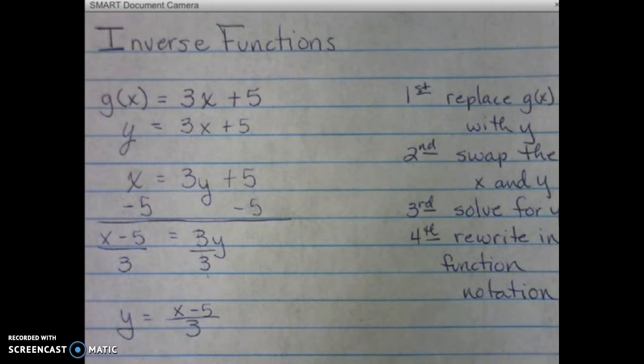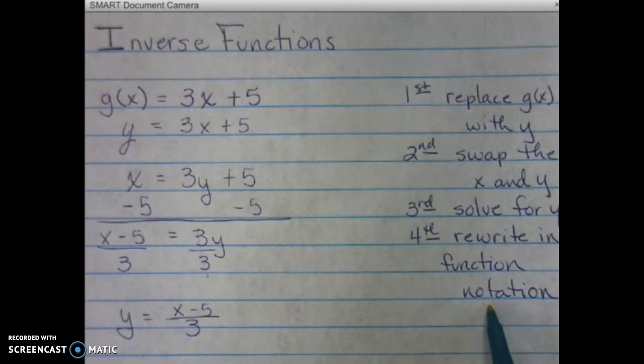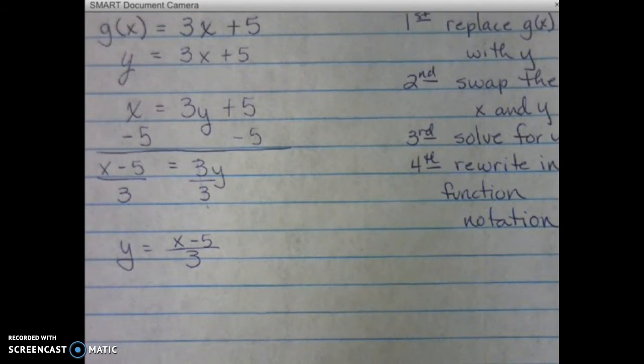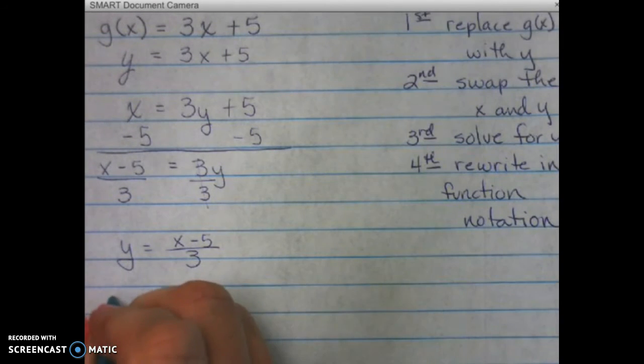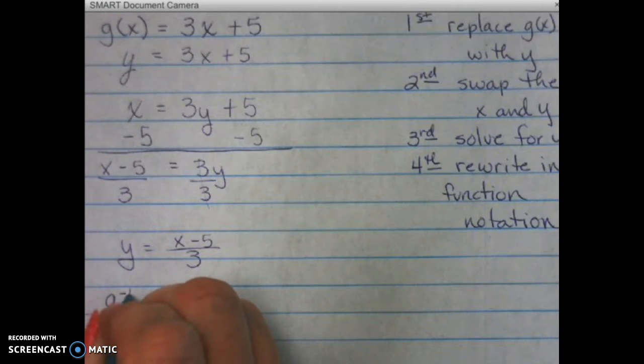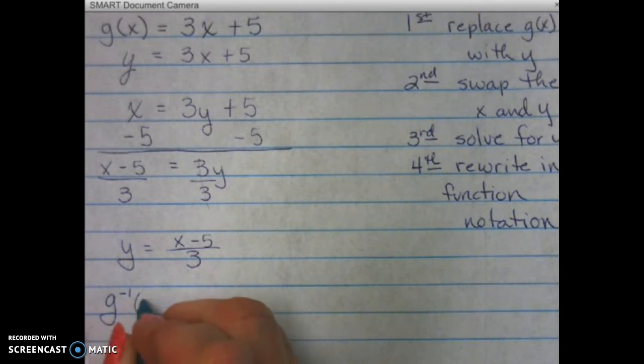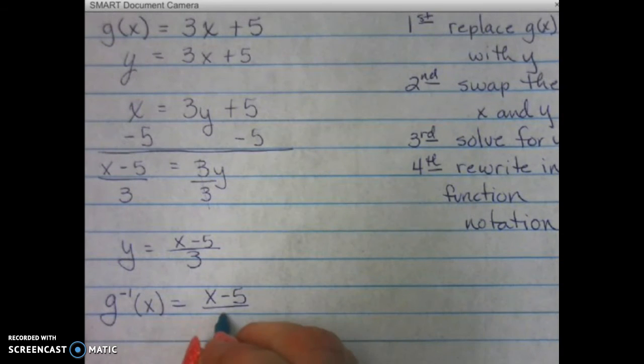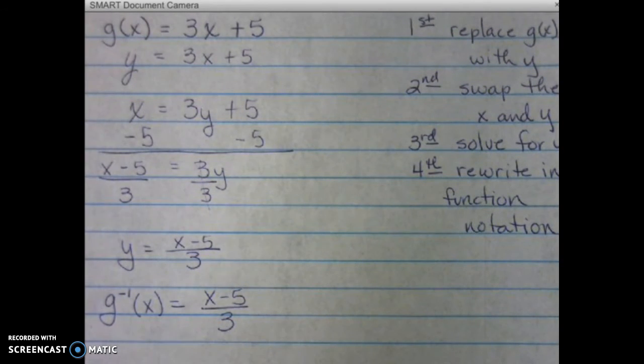Well, I found the inverse, but now I need to write it in function notation. I'm going to slide the screen up just a little bit. Function notation is changing this back into g of x. But I don't want to write it as the exact same as this g of x. So the inverse function has a special notation. g with a little -1 of x is equal to x minus 5 divided by 3. That is the inverse function. This is inverse notation.